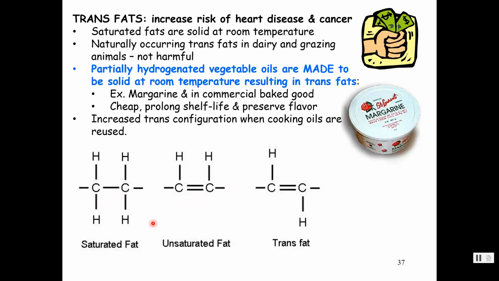And naturally occurring unsaturated are cis, meaning the H's are on the same side. And then when you artificially hydrogenate a vegetable oil to convert it to a solid, like it's typically done in margarine.